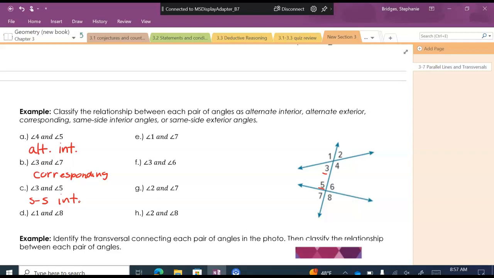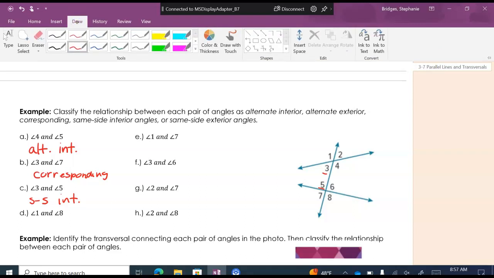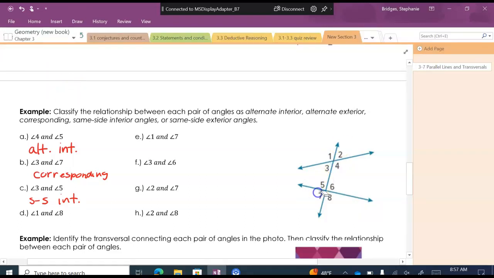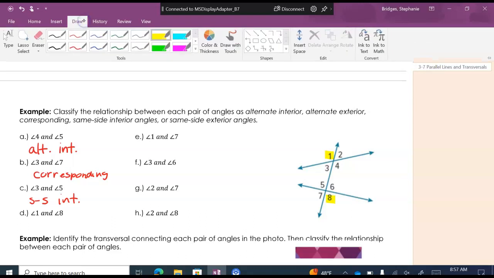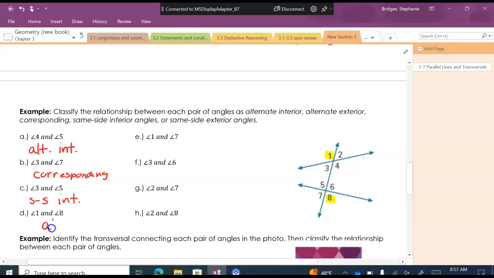All right, what about 1 and 8? Look at 1 and 8. First of all, are they interior or exterior? They're exterior. Are they on the same side or opposite sides? Opposite. So that makes them alternate exterior. Yes.